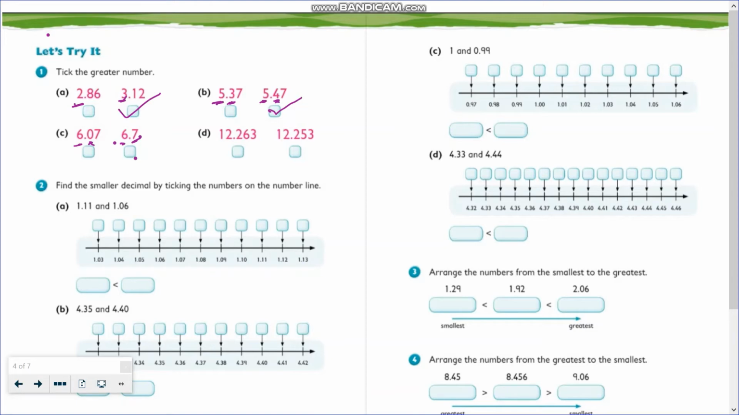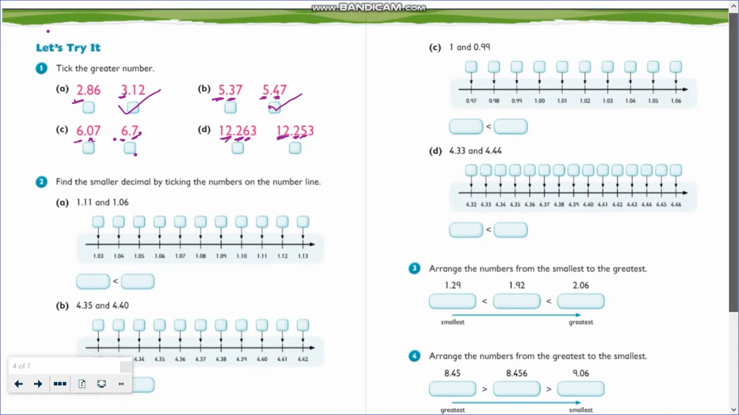For letter D, which one is greater? 12.263 or 12.253? As you can see, 12 or whole number parts are the same. Let's move forward to, we have 2 tenths here and we have 2 tenths here. And then for the hundredths, there is 6 here and this is 5 here. So which one is greater? Just put the tick inside the box.